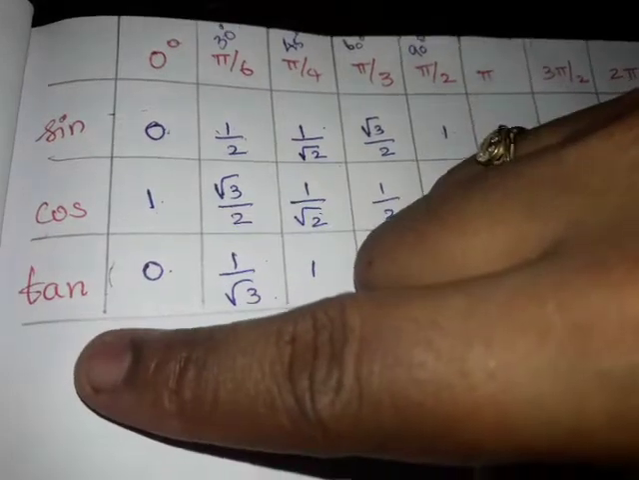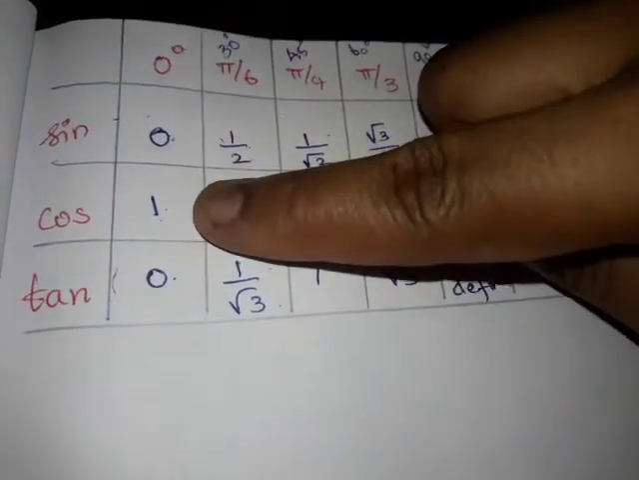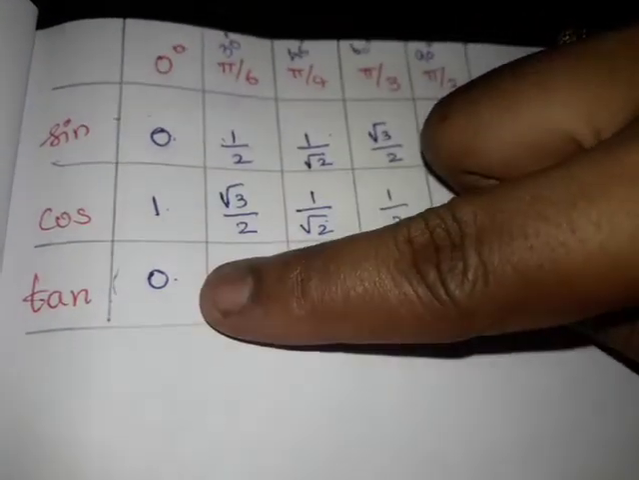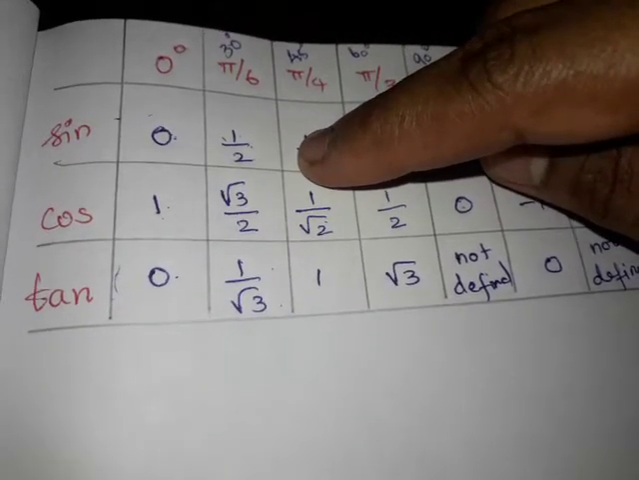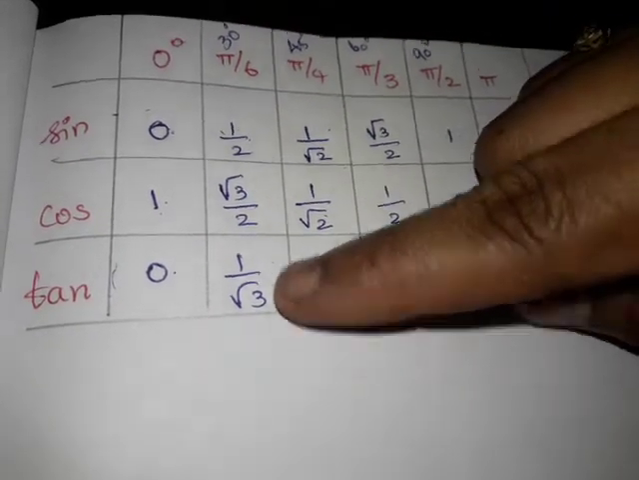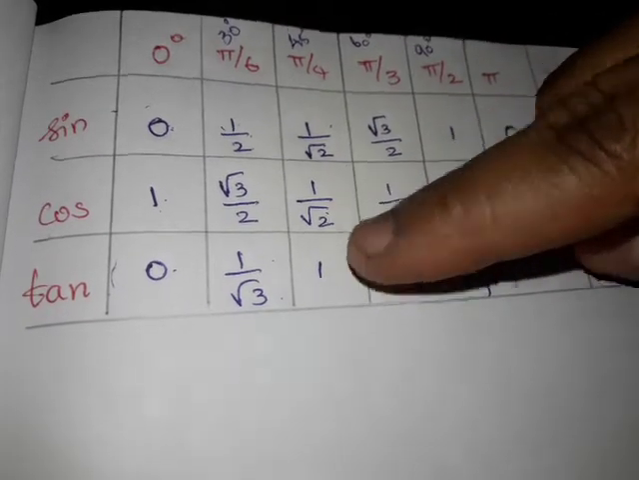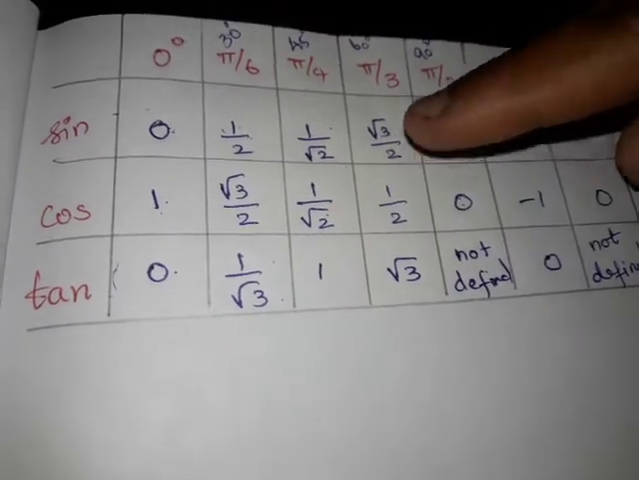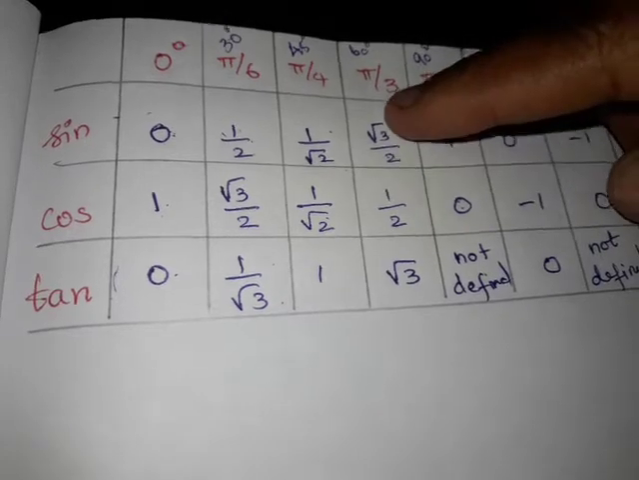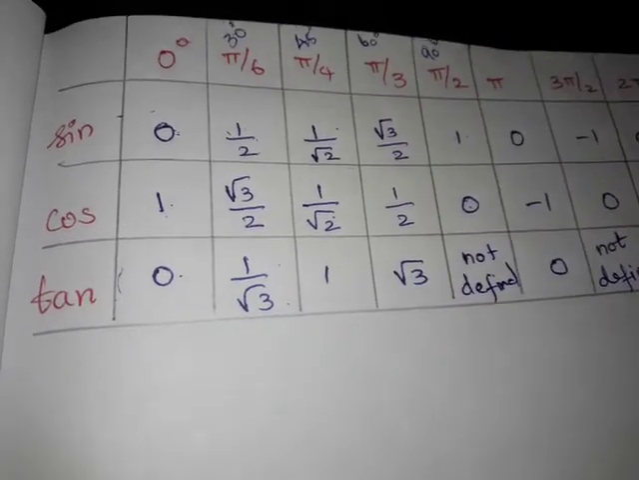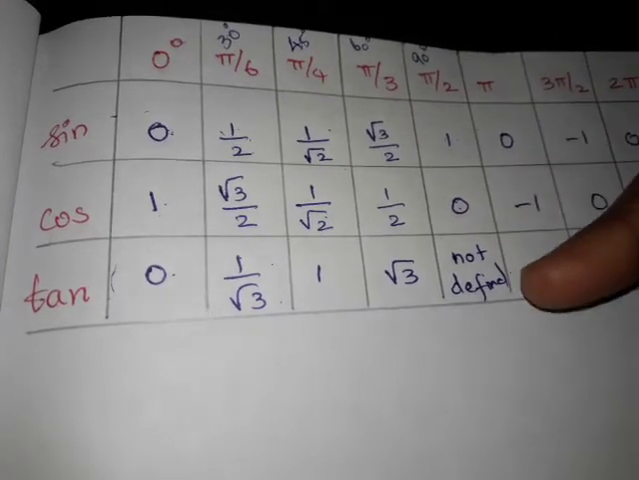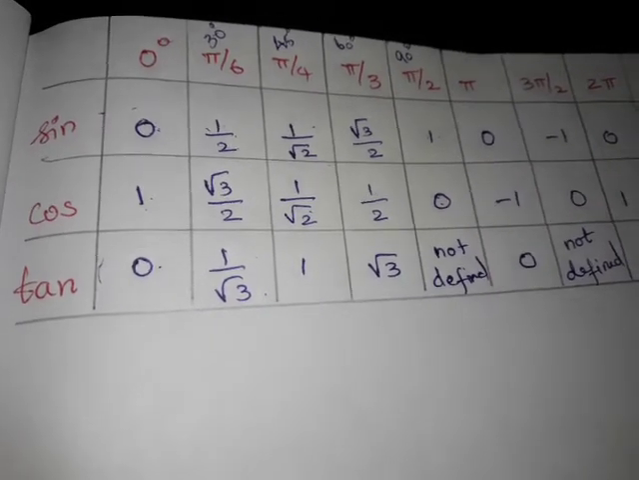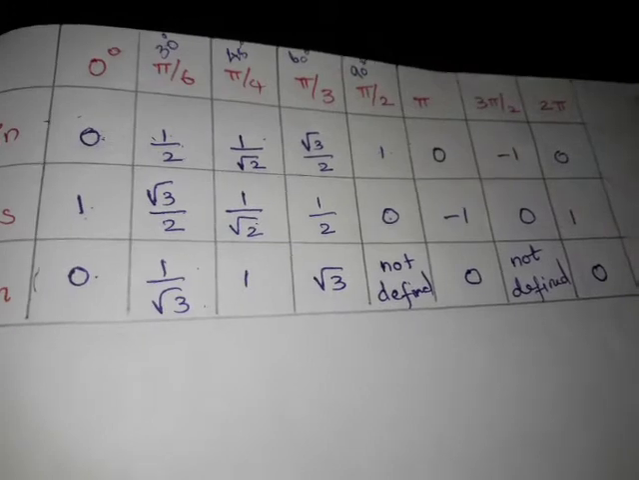Now tan is nothing but sine divided by cos. So 0 by 1 is 0. 1 by 2 divided by root 3 by 2, what will happen? 1 by root 3. 1 by root 2 divided by 1 by root 2, you will get 1. Root 3 by 2 divided by 1 by 2, you will get root 3, the 2 will get cancelled. 1 divided by 0, 0 in the denominator, is not defined, therefore it is not defined, right?